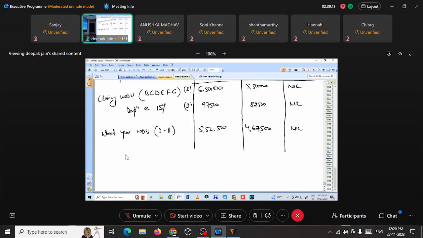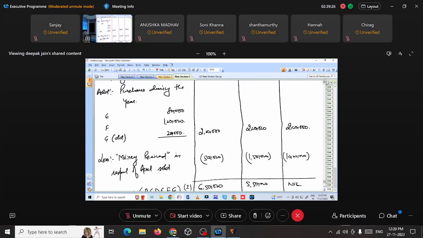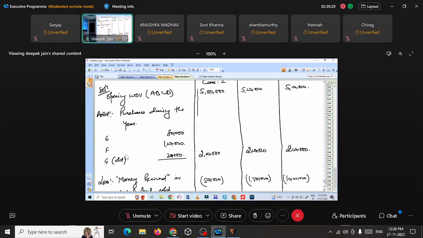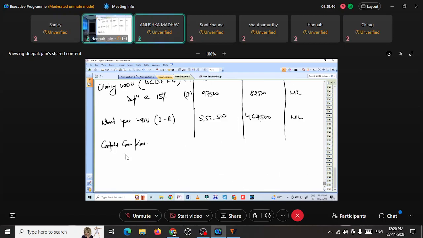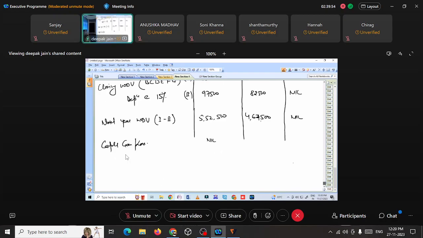Now, beta, last point, listen to me carefully. What about capital gain or loss? In the first case, whether sale price exceeds the block of asset. What is the value of block of asset? 7 lakh. Whether sale price exceeds the block of asset? No. So no capital gain or loss. In the second case, whether sale price exceeds the value of block? No, sale price is just 150 while value of block is 7 lakh. So no capital gain, no capital loss.